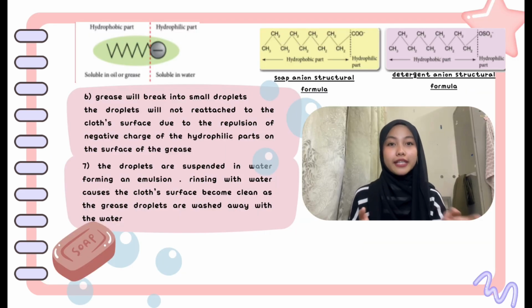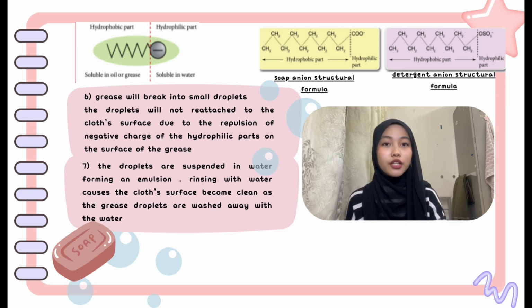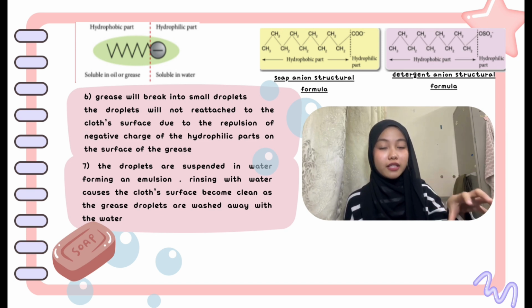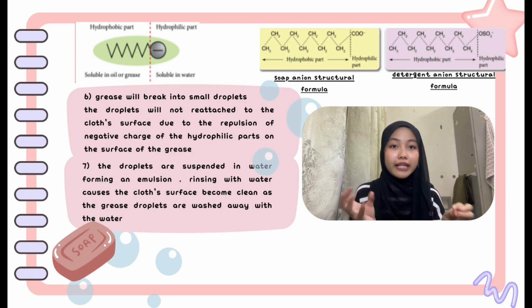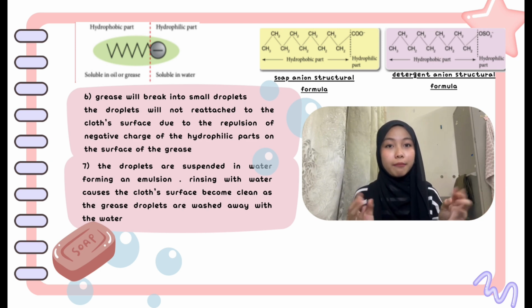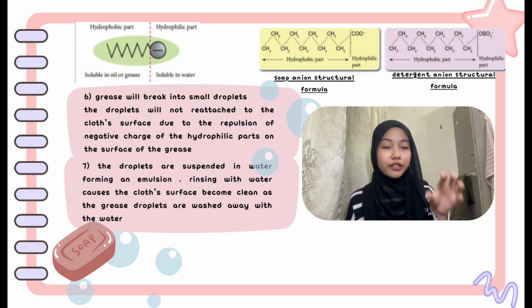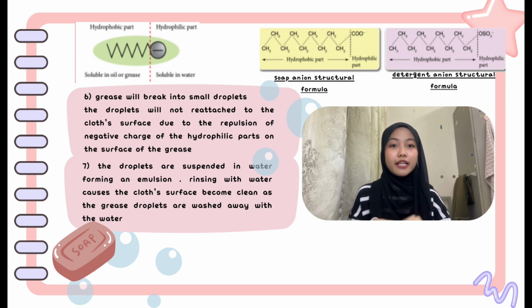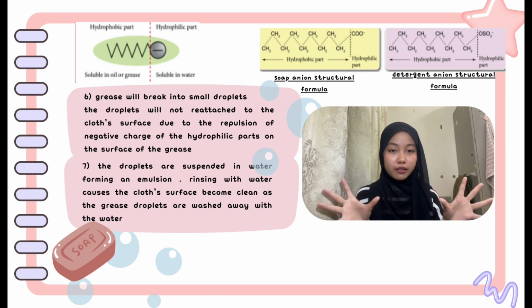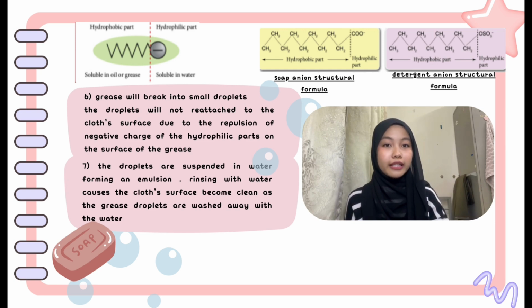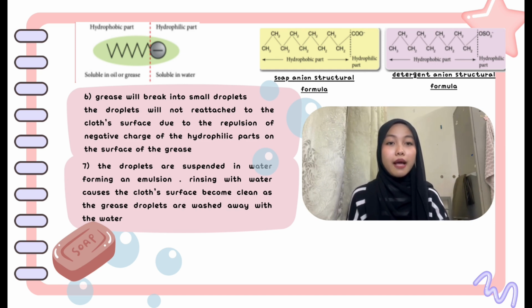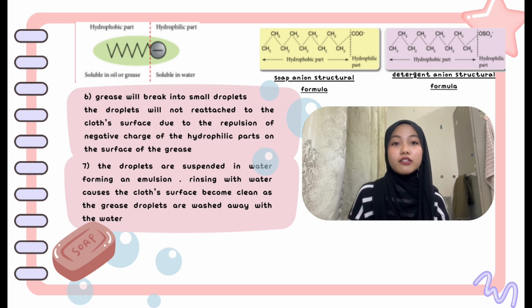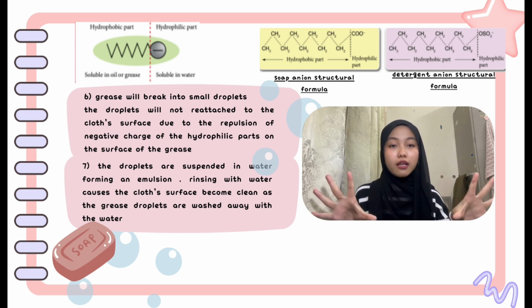Next, grease will break into small droplets. The droplets will not reattach to the cloth surface due to the repulsion of the negative charge of the hydrophilic parts on the surface of the grease. And lastly, the droplets are suspended in water, forming an emulsion. Rinsing with water causes the cloth surface to become clean as the grease droplets are washed away with the water.